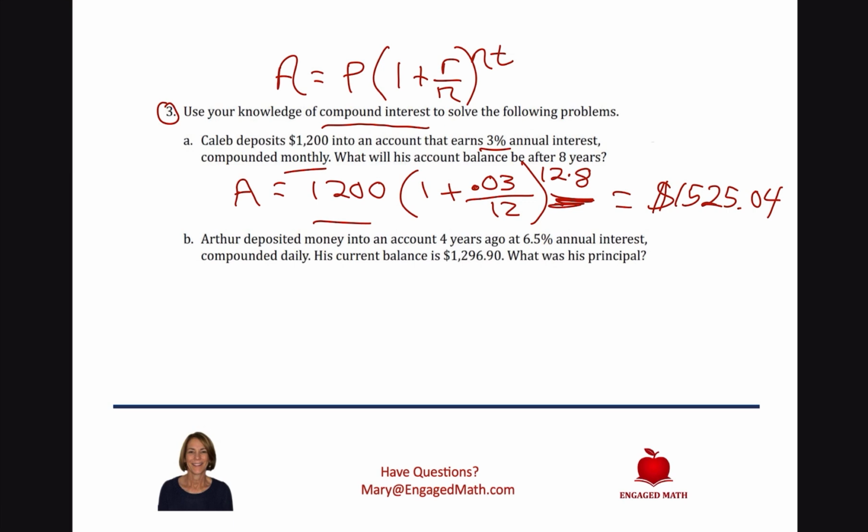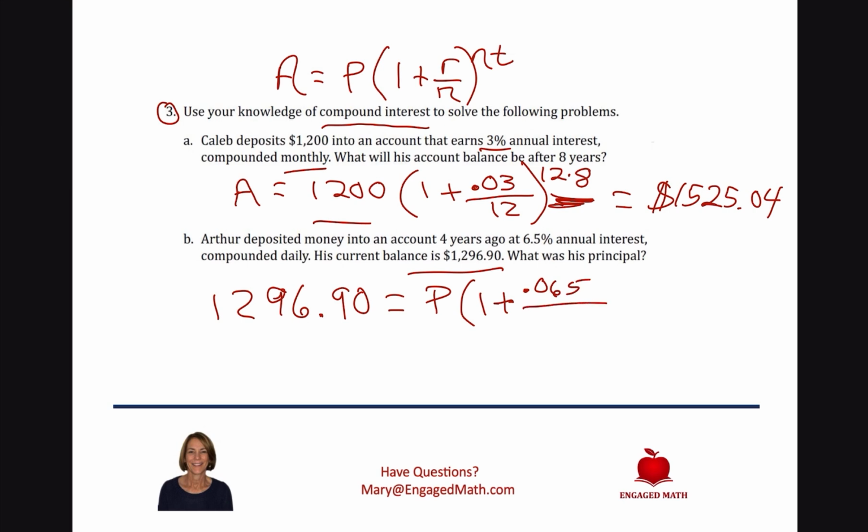Okay, let's go to B. So this time we know the final amount, but we don't know the initial amount. So the final amount, or the current balance, is $1,296.90. And that's equal to the initial amount, which we don't know. I'm going to leave P as our variable for principal. But we do know that we have this money compounded daily. So we have 1 plus, and the 6.5% is going to be 0.065.